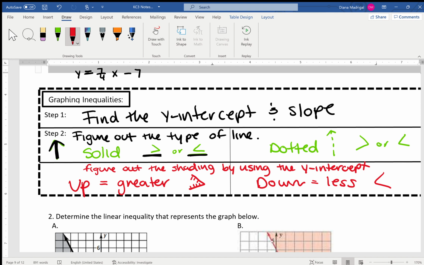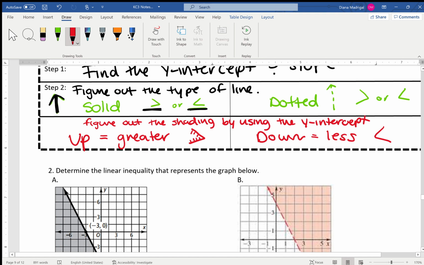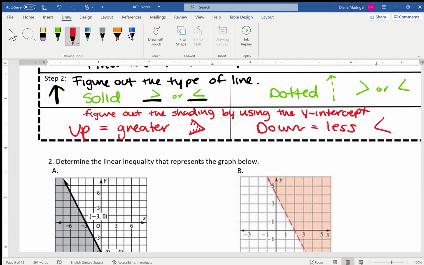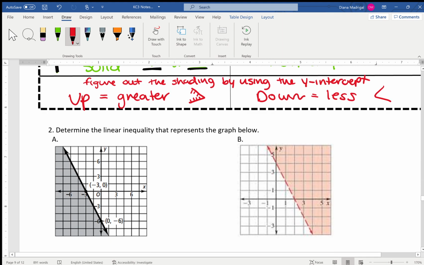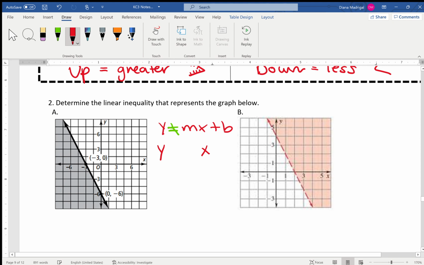So we're going to do question 2a. I'm going to do 2a with you, and then you're going to try 2b on your own. We need to determine the linear inequality that represents the graph below. In order to do that, it's like we did before, y equals mx plus b. However, remember, we're not using this equal sign anymore. We're going to have to figure out what inequality sign we're going to use. We'll figure that out in the second step. For right now, I need to figure out my m and my b. Again, m is my slope, b is the starting point.